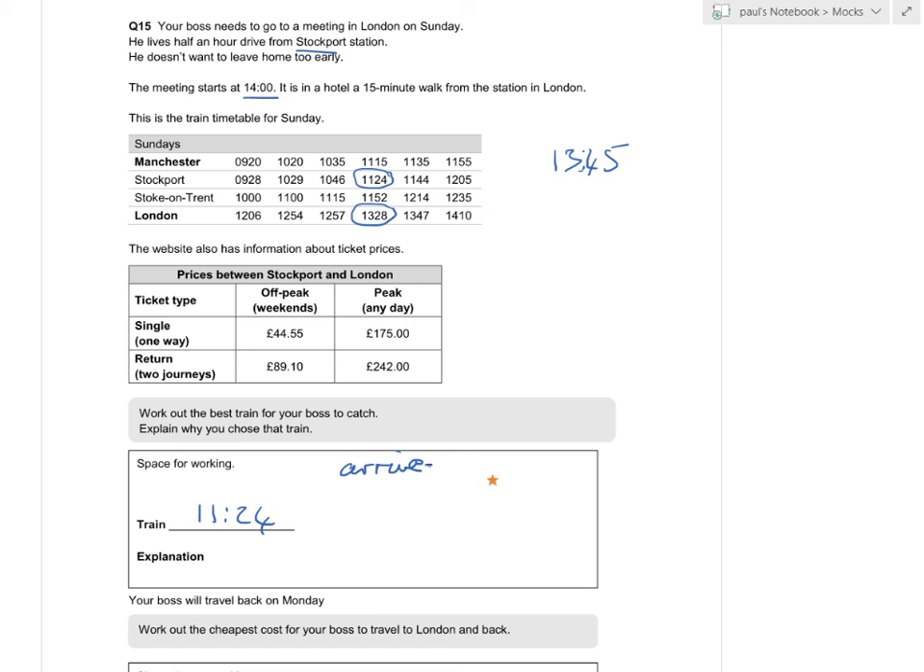And got to show some work in. Arrive in London at 13:28 plus 15 minutes, which is 13:43. So arrive at the meeting at 13:43. Yeah, got 7 minutes to spare.